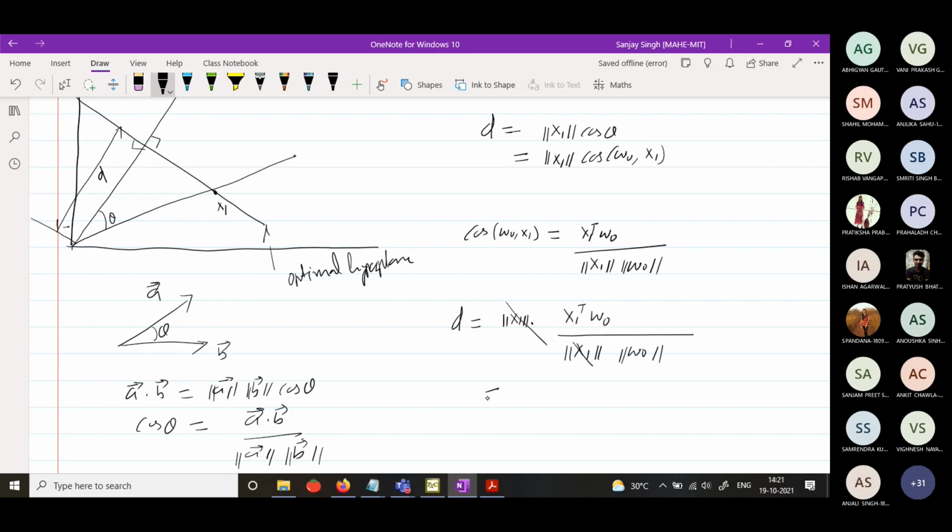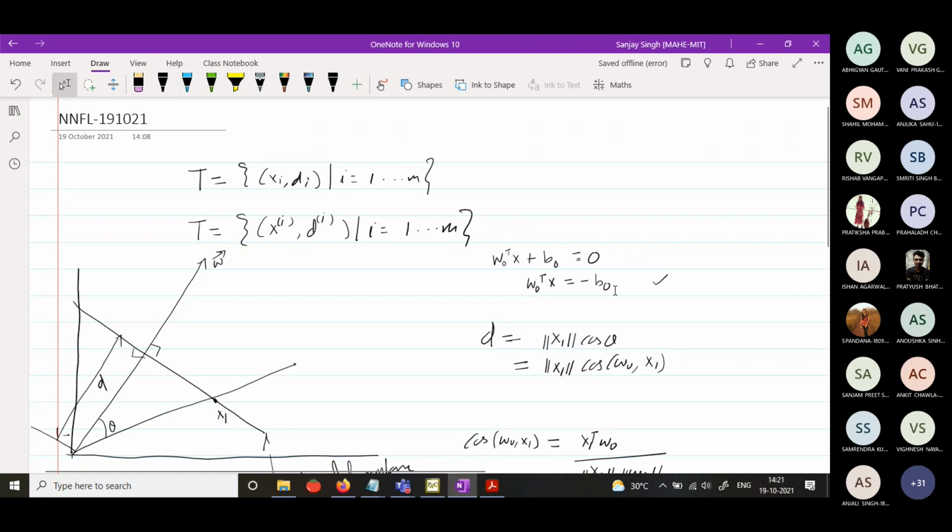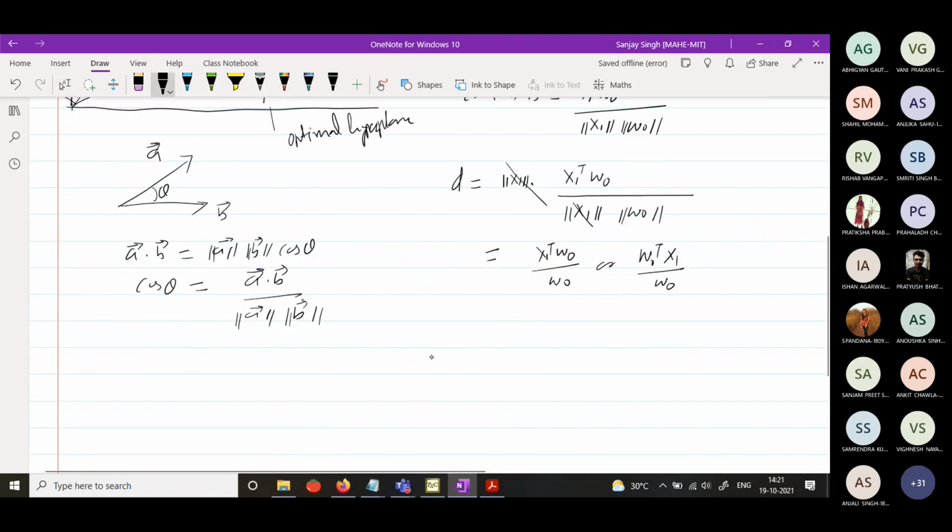So this comes out to be x1 transpose w0 over the magnitude of w0, which can always be written as w0 transpose x1 over the magnitude of w0. Now we know how much this value is, and what we have written is nothing but minus b0. So I can now write that d equals minus b0 over the magnitude of w0, and of course this magnitude has to be written.